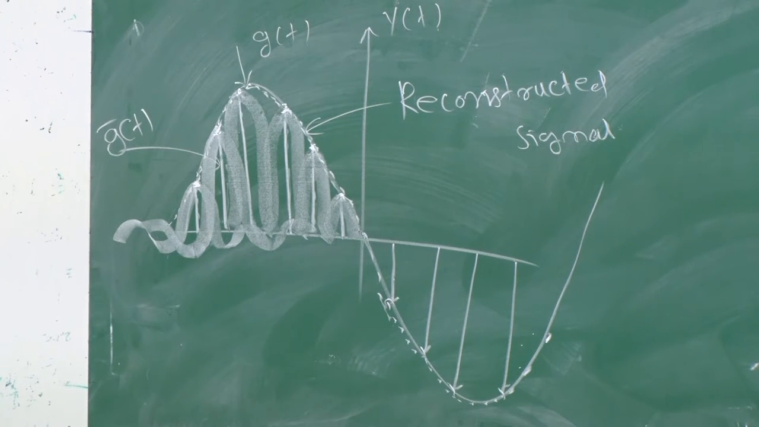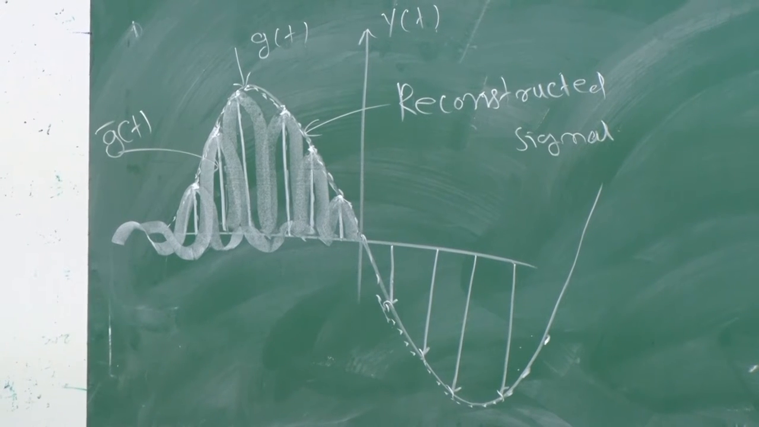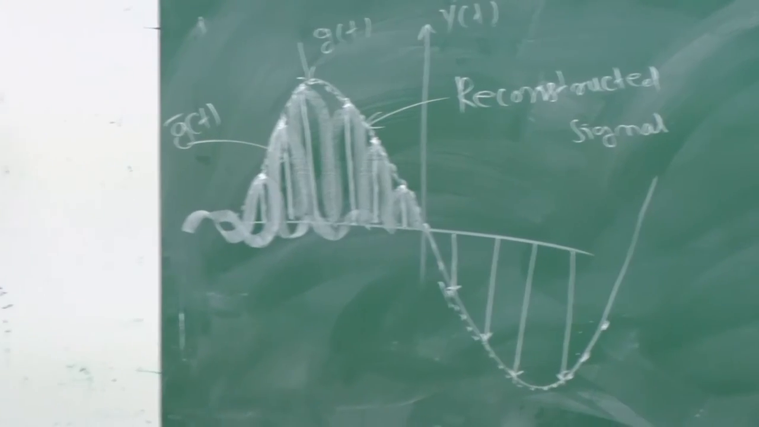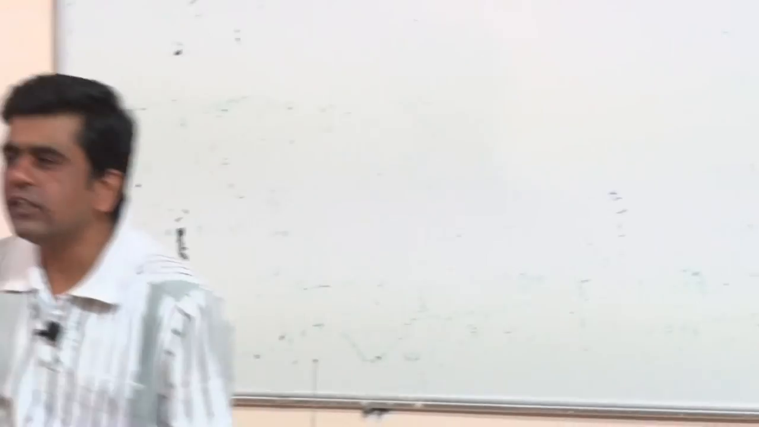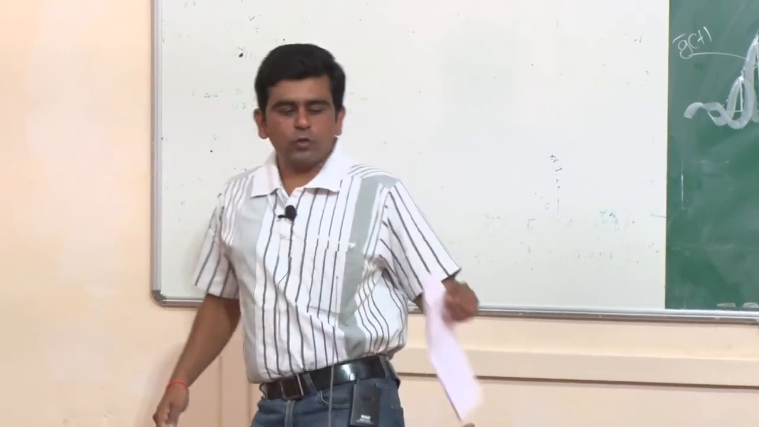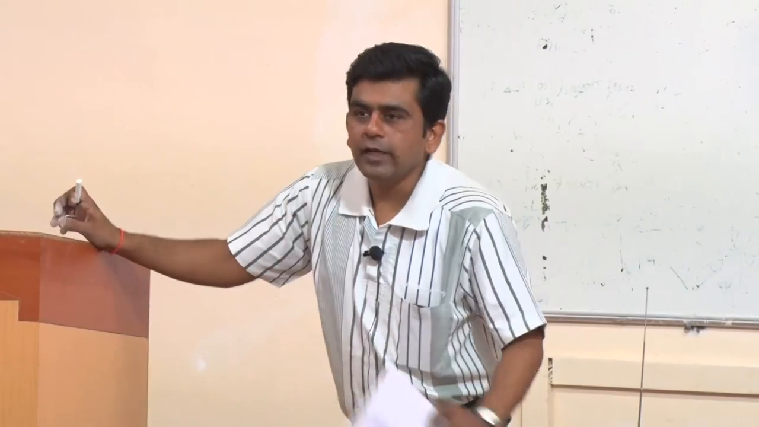For this reconstruction, which type of approximation have we used? Linear approximation. So do all of you agree with this? With this linear approximation we get a better approximation. We can predict the original signal g of t better than with the staircase approximation.